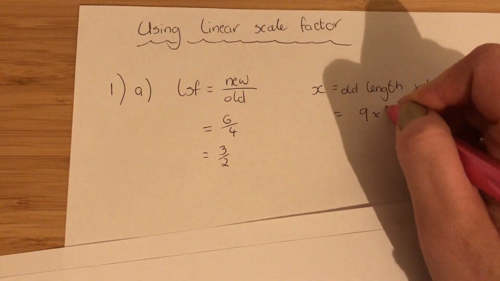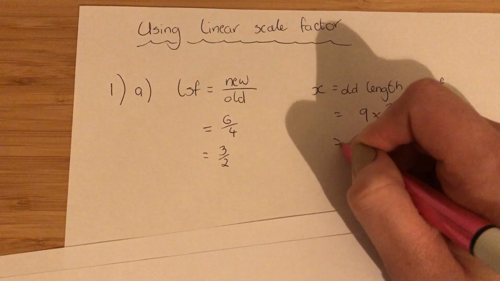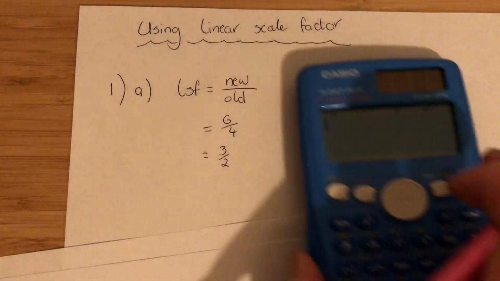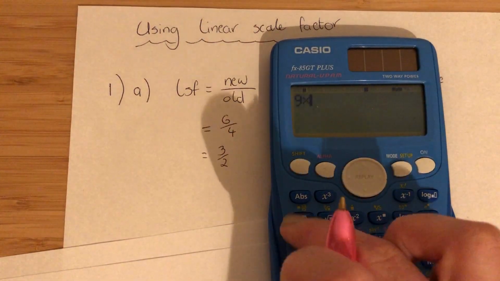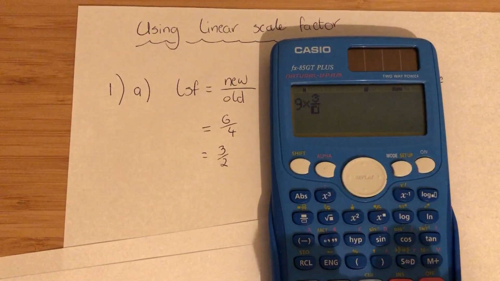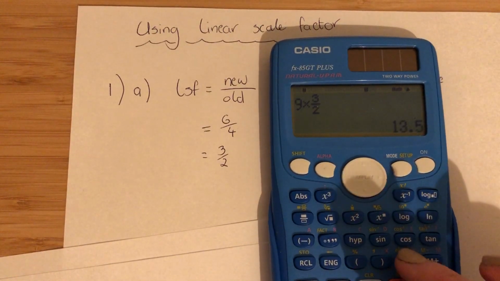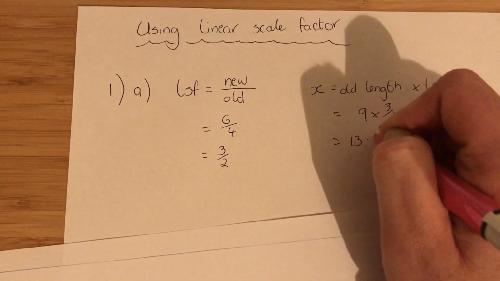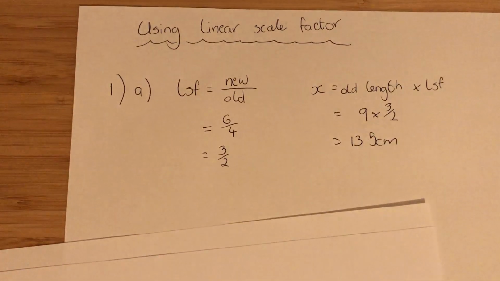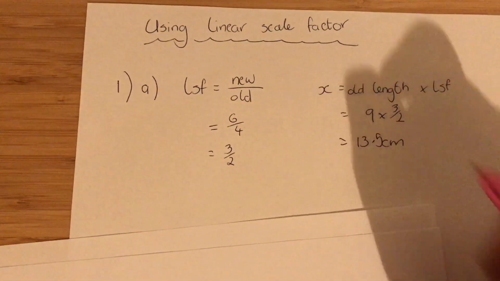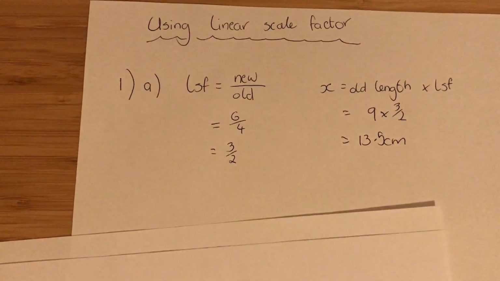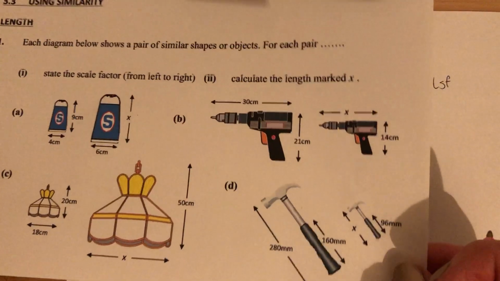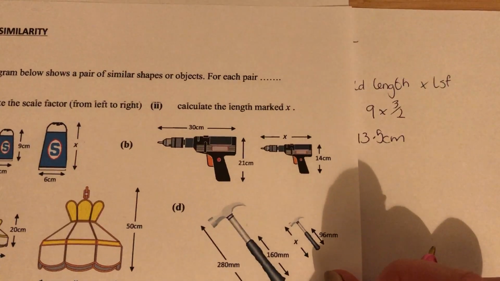So 9 times 3 over 2. You can put that into your calculator. 9 times 3 over 2. So our new answer is 13.5. The new length becomes 13.5 centimetres. Right, I'm going to do part B, and then I'm going to look at one similar triangles question, and then you can try some yourself.